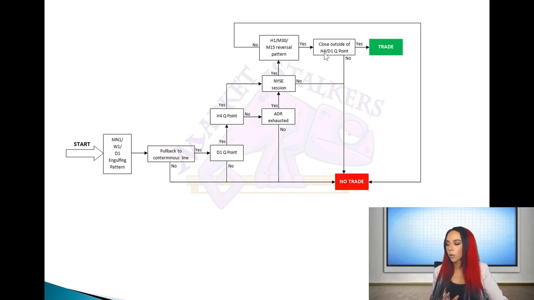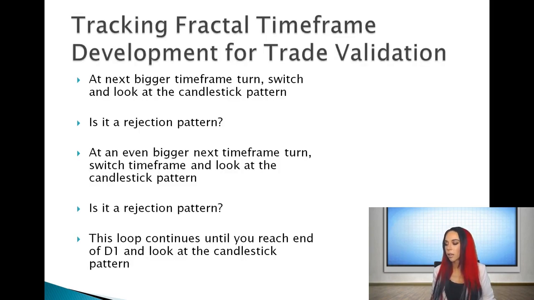you will need to track a higher time frame to make sure the price eventually closes outside of that Q point. It means that once you've entered your trade, you will then switch to the next bigger time frame, looking to see if there is another rejection pattern. After that, you will rinse and repeat and keep doing this loop, and then this continues until you reach the daily candle close. If you get a doji or just a really small candle, you stay in the trade.